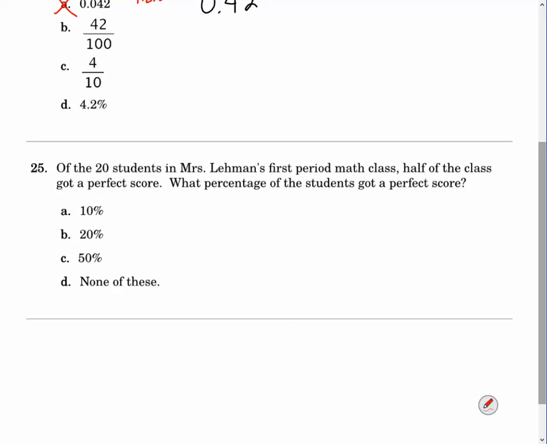And the last question of this test says, of the 20 students in Mrs. Lehman's first period math class, half of the class got a perfect score. What percentage got a perfect score? So you need to know that half of something, 1/2, equals what as a percent. So what amount out of 100, and you can figure that out from there as well.